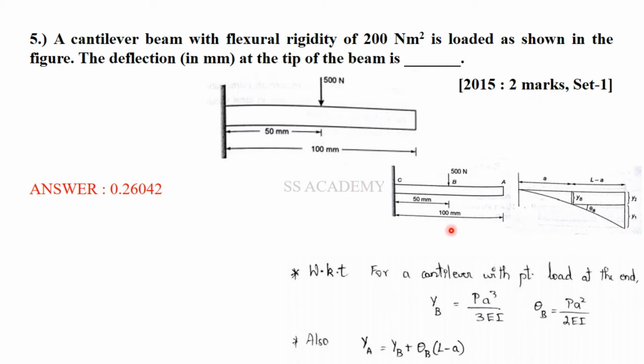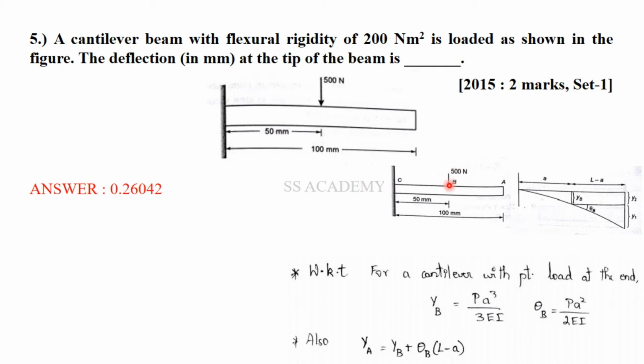Here I have demonstrated 2 diagrams. You can see I have split into 2. I will explain this in the upcoming session. First, we know that for a cantilever with point load at the end, the deflection will be maximum and it is given as PA cube by 3EI, where A refers to the distance. Actually I should refer A plus L minus A, that is the whole length only.